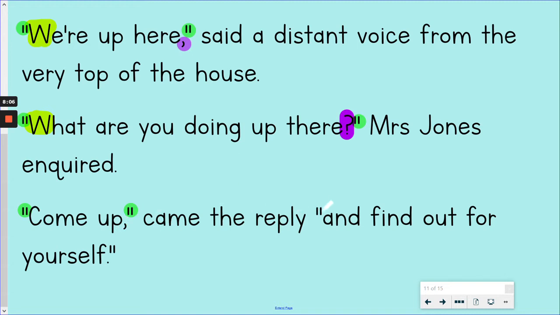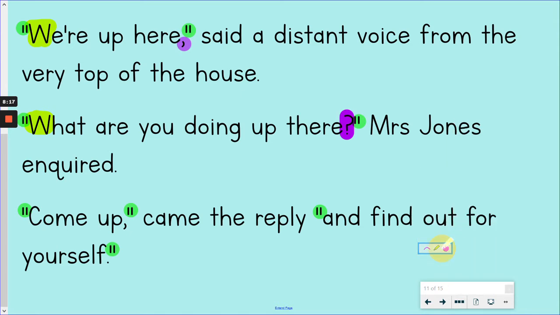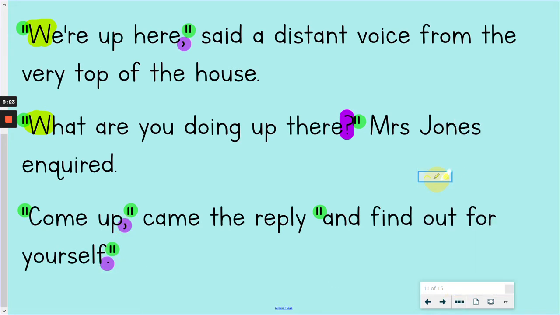So I'm splitting the 2 pieces of speech, but I'm using inverted commas at the start and end of both sections. I'm also using punctuation at the end of both sections, but I'm only using a capital letter at the start of the first section. The second section here, because this person's sentence is continuing, come up and find out for yourself is the full sentence. I don't need a capital letter for that A.